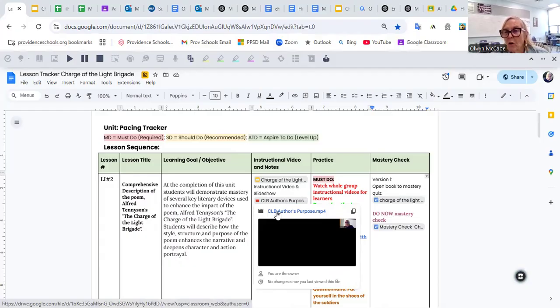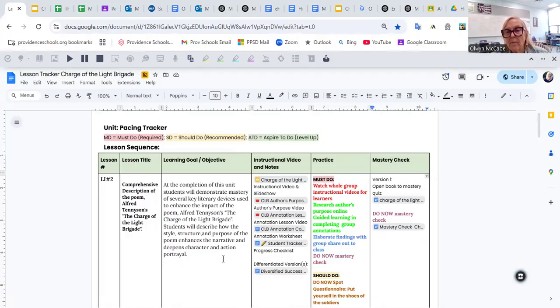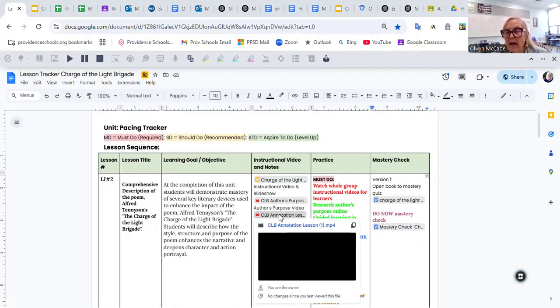The author's purpose video is interesting because, as I said, Alfred Lord Tennyson wrote this poem during a specific time period in history to emphasize the importance of the military action that was taken at that time, and to appreciate a poem written so that people appreciate the valor of the soldiers involved in the Light Brigade's action.